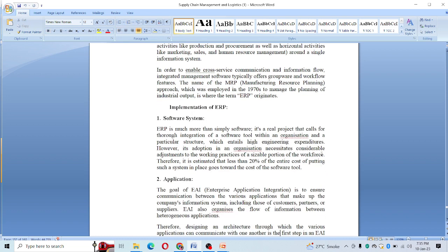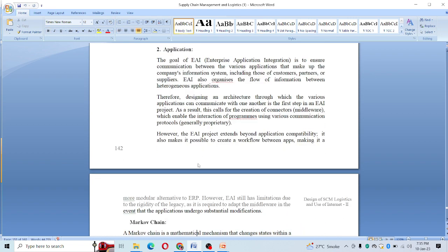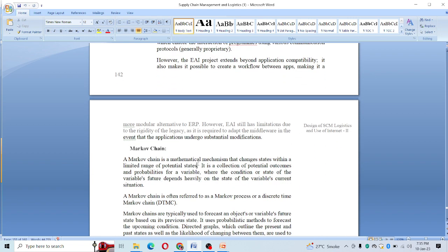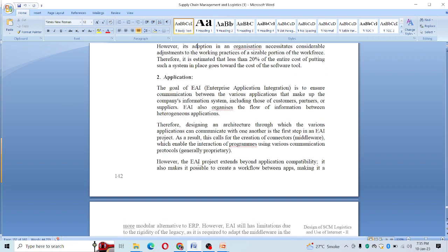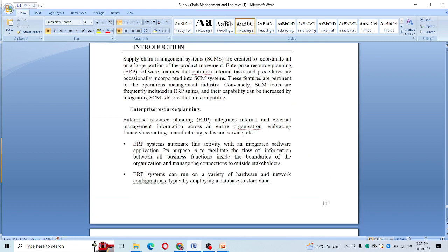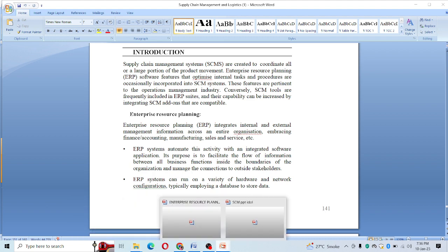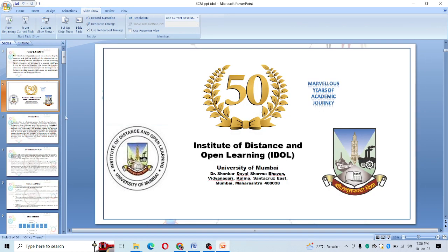So when we talk about implementation, it will involve a software system. Second, it will be a basic application which will involve everything coming from the supply chain partners, customers and suppliers. And this way we can say that ERP is viewed as a software system wherein an attempt is made to coordinate all the supply chain functions, right from the upstream business to the downstream business.